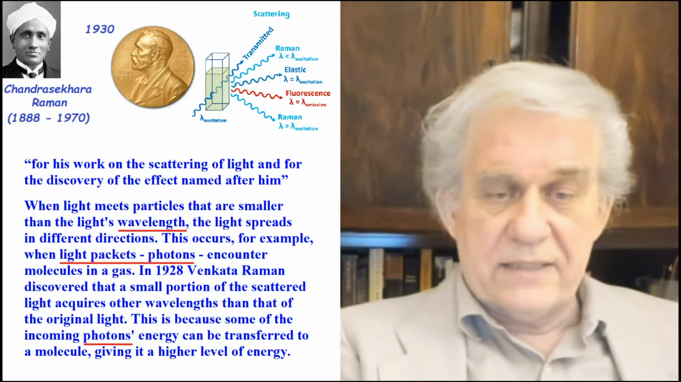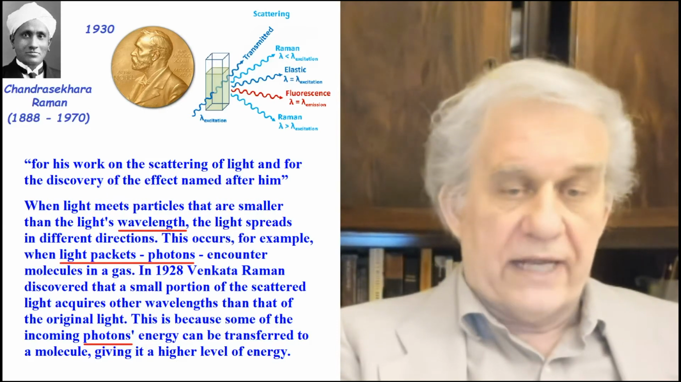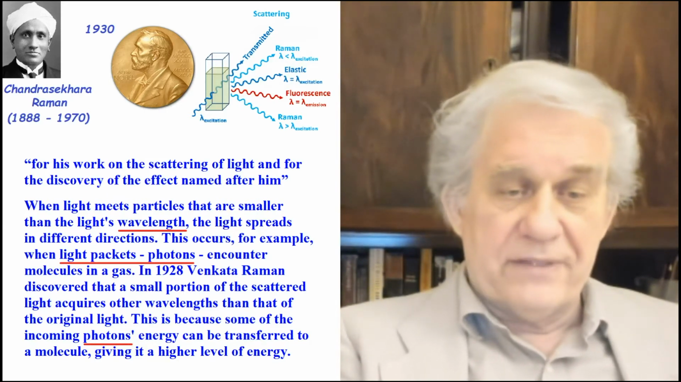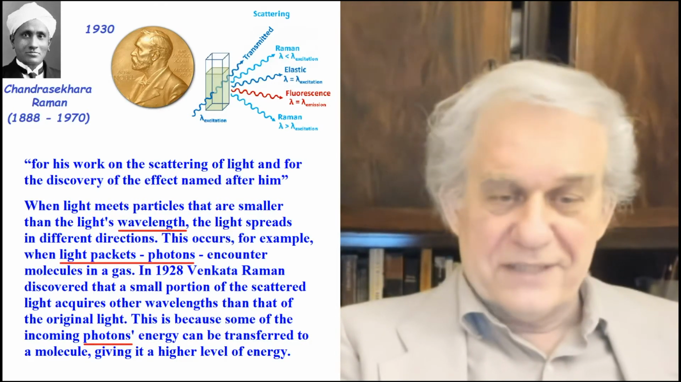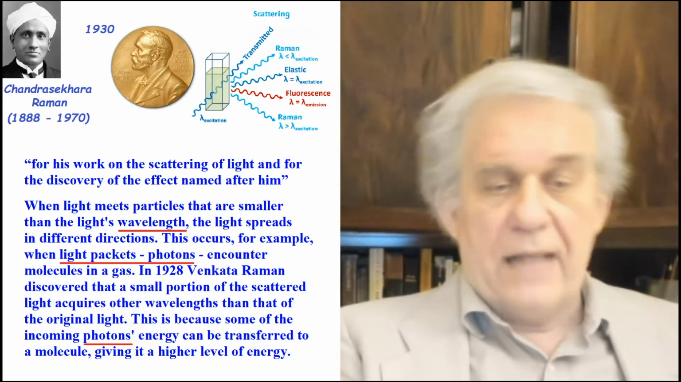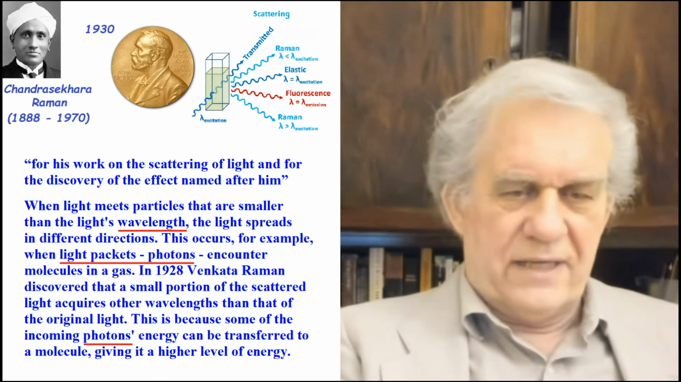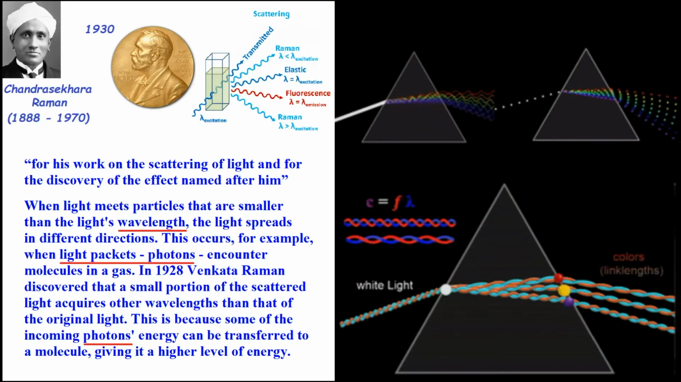So in 1928, Raman discovered that a small portion of the scattered light acquires other wavelengths, again wavelength, than that of the original light. This is because some of the incoming photons' energy can be transferred to a molecule, giving it a higher level of energy. Well, we already knew all this, Raman. Sorry, I don't know where you've been. Here, let me show you. We've already done it.